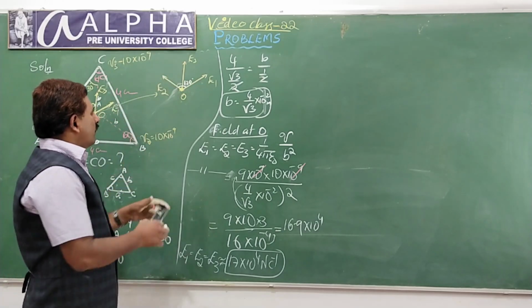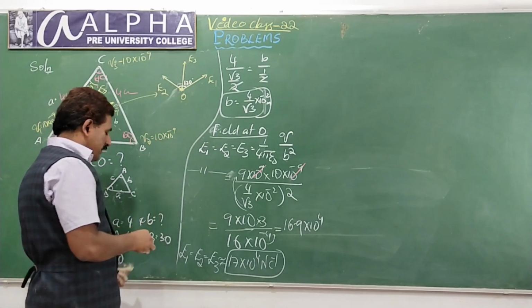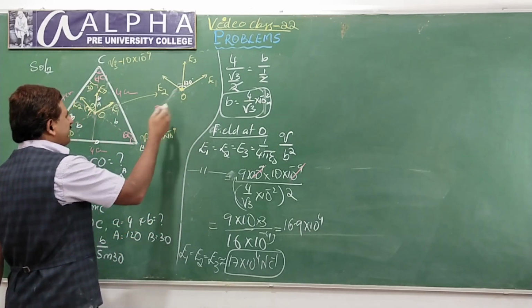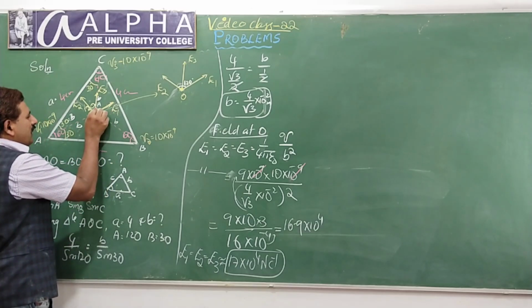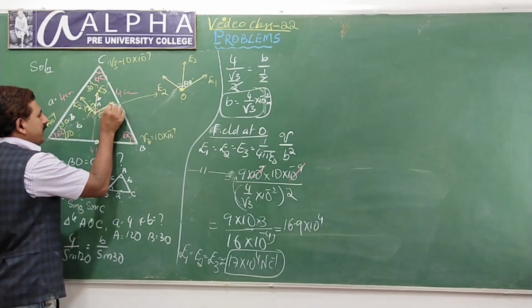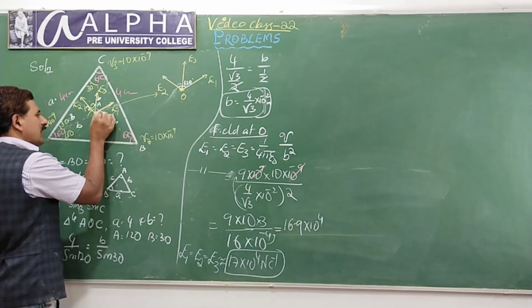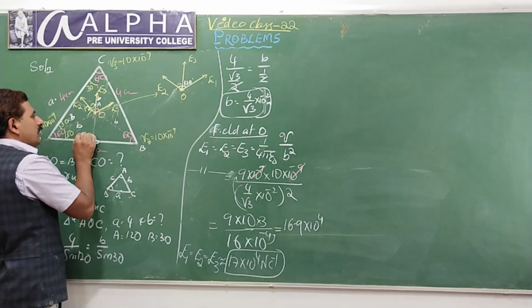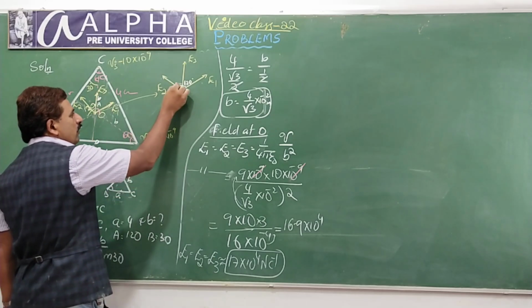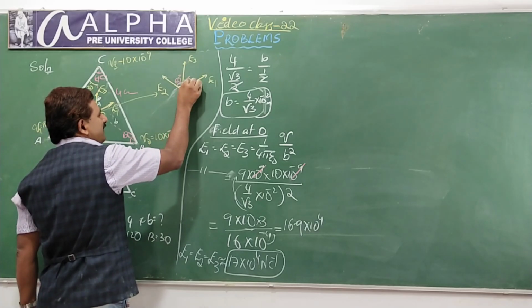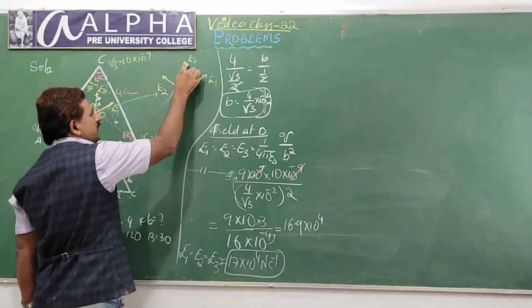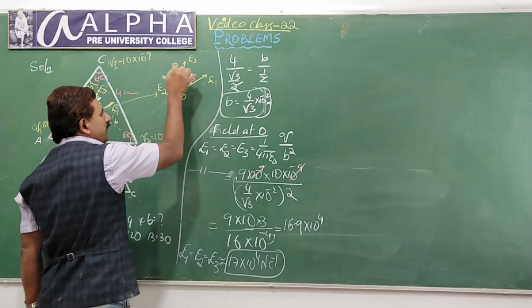E1, E2, E3. What is the angle between these two? 120. Students, observe carefully. Very simple logic. If I extend this, what is the total angle? 120. Bisected by E1. Bisecting means dividing equally. This side 60, this side 60. Here also it bisects. So this side 60, this side 60. This side means what, students? Angle between E3 and E2, angle between E1 and E2.